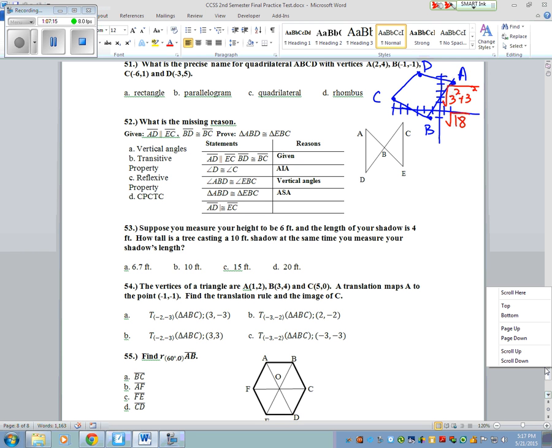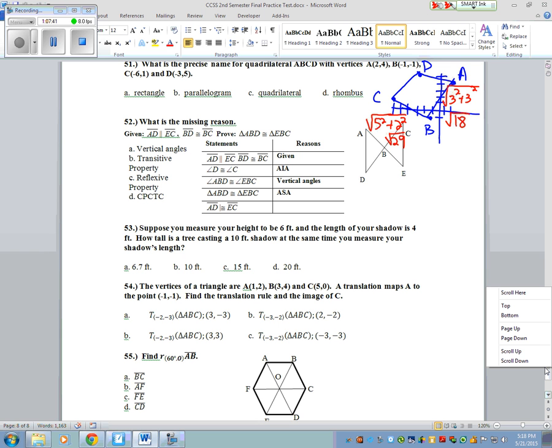I've got to find the distance from B to C. So from -1 to -6 would be a distance of 5 units. So I have square root of 5 squared plus, and then from -1 to 1 would be 2 units. So 25 plus 4 is square root of 29. So it's not going to be a rhombus. It still could be any of the other 3.